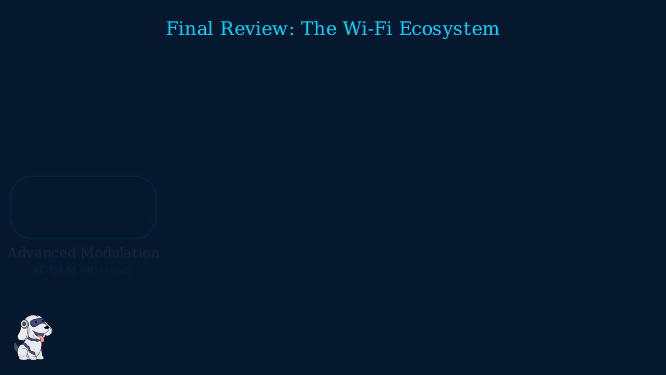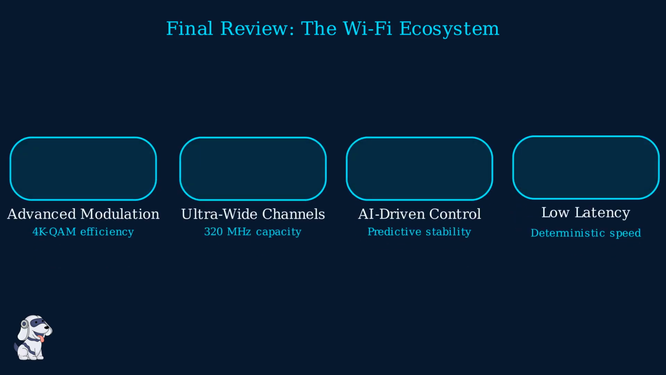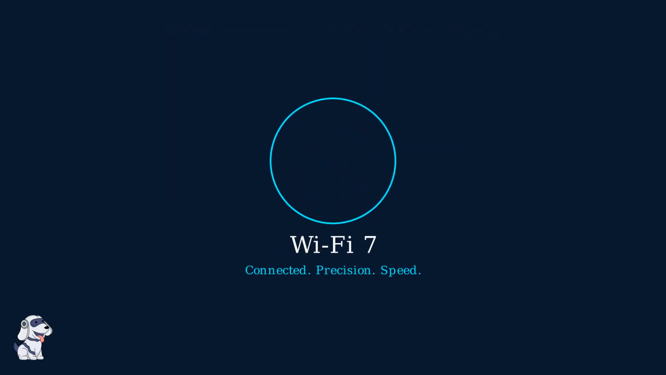Our journey through modern Wi-Fi technology reveals a powerful, interconnected ecosystem. It is built upon four critical pillars that define the current standard. Advanced modulation and ultra-wide channels provide the raw throughput required for high-bandwidth applications like 8K streaming and immersive reality. AI-driven optimization and deterministic latency ensure that this speed is stable, reliable, and responsive enough for industrial-grade automation. Together, these advancements transform the airwaves into a high-precision backbone for our digital lives, pushing the boundaries of connectivity.